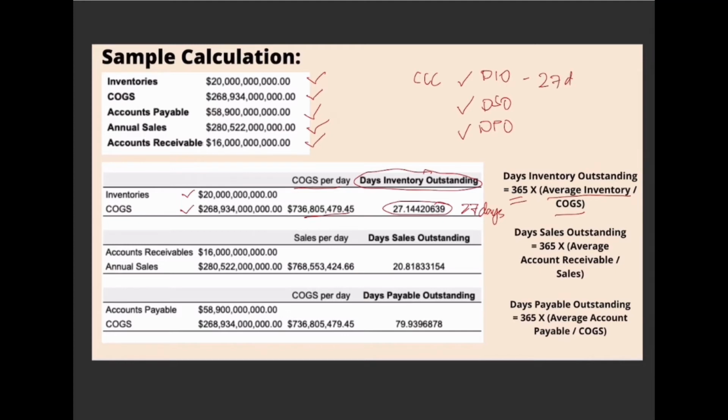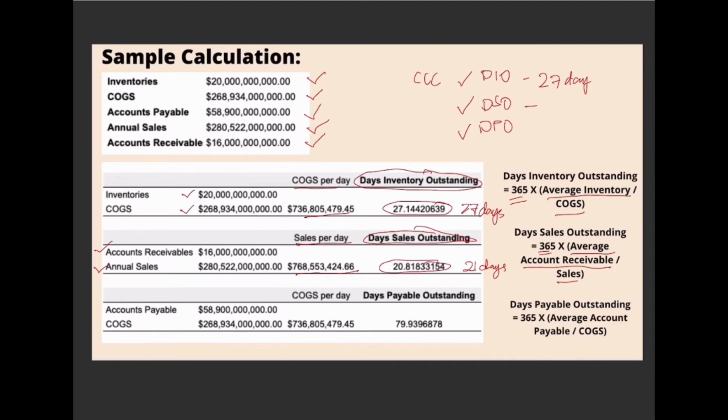Roughly 27 to 28 days. Now the next thing that we need to find is the days sales outstanding. Days sales outstanding is the average account receivable divided by sales times 365 days. Given the above information, if you calculate using this formula, the outcome will be 20.19, or 21 days.